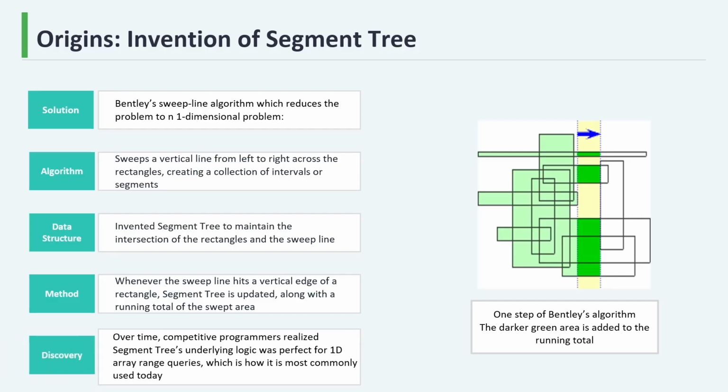Over time, competitive programmers made a crucial discovery. They realized that the underlying logic of the segment tree was absolutely perfect for one-dimensional array range queries, and that is how this fascinating data structure is most commonly used today.